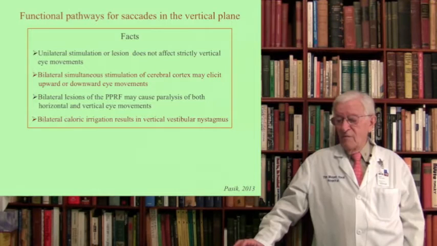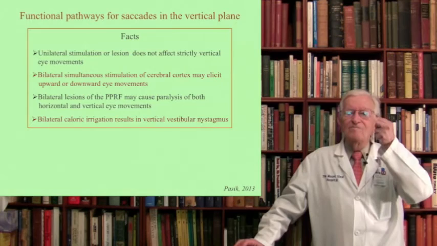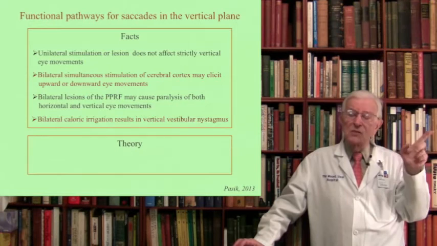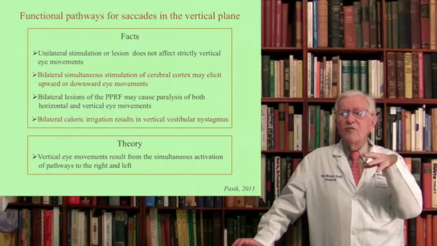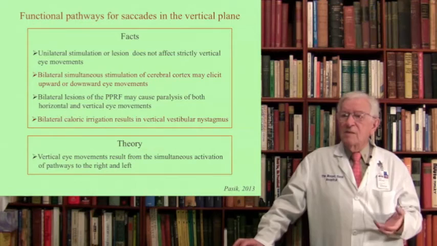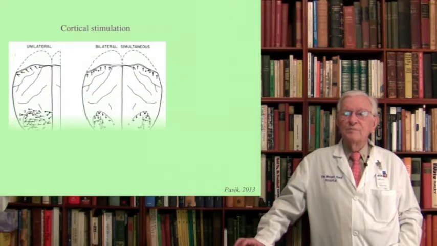So there are various facts that are the basis of some kind of a theory or speculation, and this was essentially Bender's, all right, that the vertical eye movements may result from simultaneous activation of the pathways to the right and to the left, in some way activated at the same time.